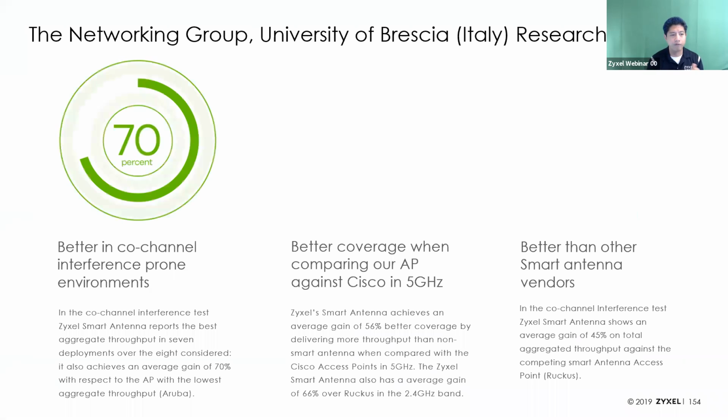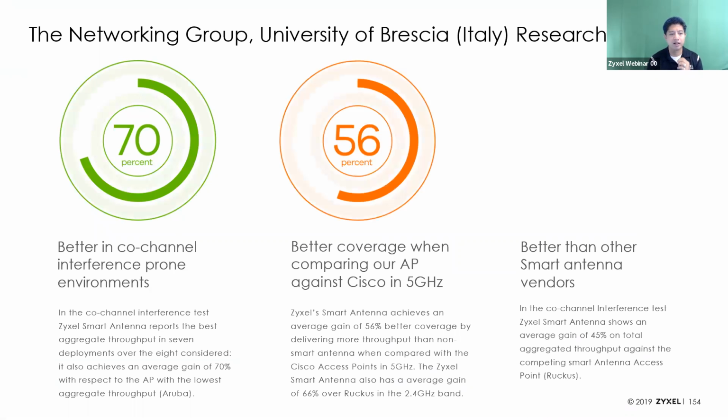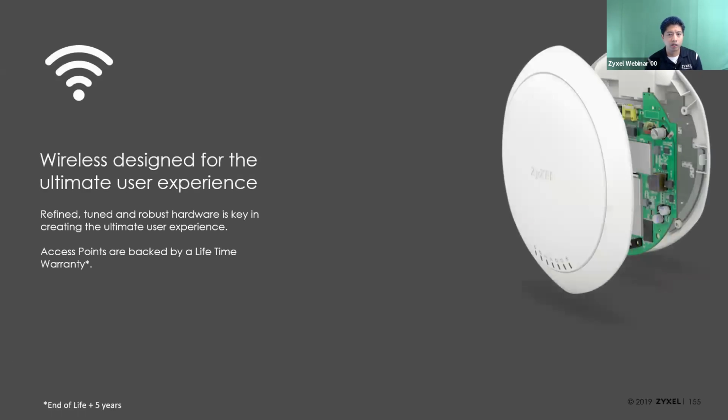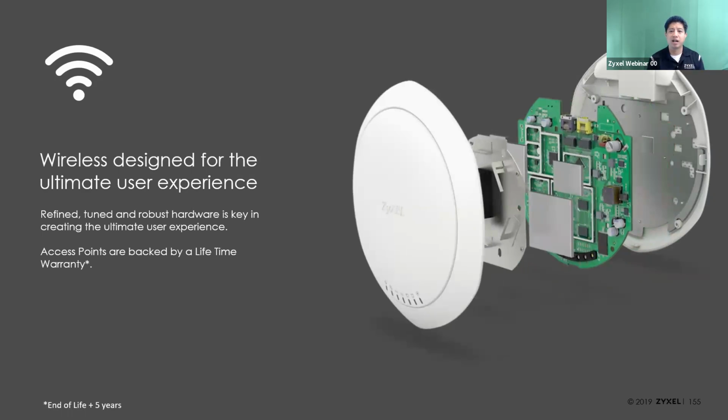We dealt with the co-channel interference up to 70% better than Aruba, 56% better coverage than even against the Cisco, and better than the other smart antenna vendor as well. So in our performance and antenna interference tests, with multiple devices roaming between networks or within a network, trying to recreate actual network interference, our product outperformed all of that. So we're really proud of how we've designed the product. It's designed with a lot of that in mind, to make sure that interference is dealt with. So we've fine-tuned our device. That's why we can offer a lifetime warranty on it.